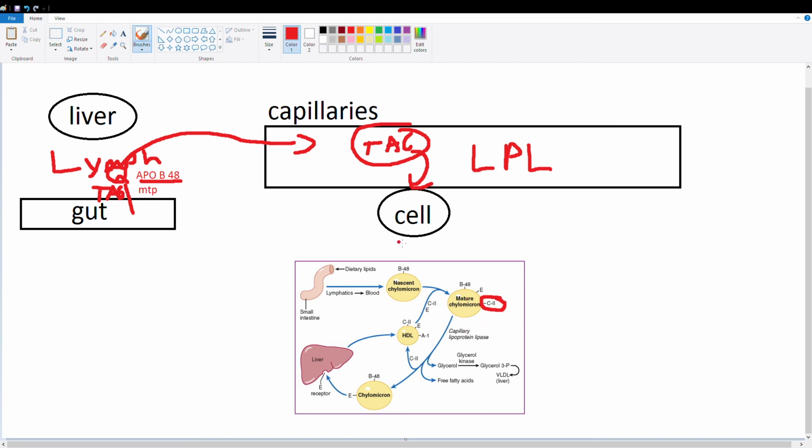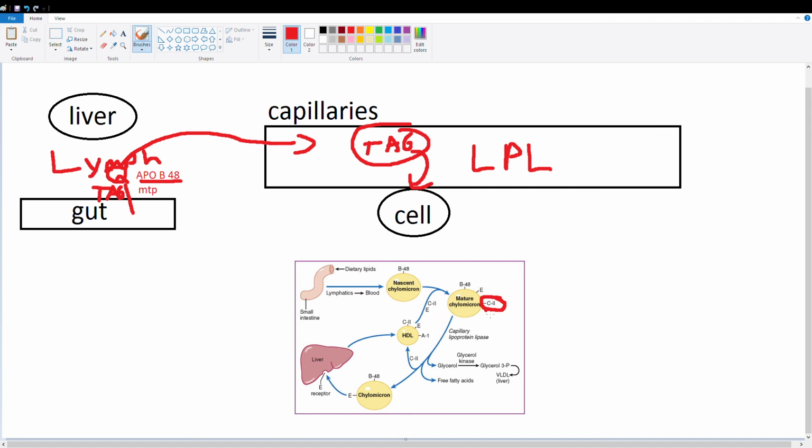Now your chylomicron has done its job. It transferred a bunch of tags into your cells, and it also has not only tags but a lot of lipid-soluble vitamins in there, some cholesterol esters, which need to be put somewhere. So where are those stored? Well, those are going to be put into the liver after your tags have been transferred. And how does this happen?